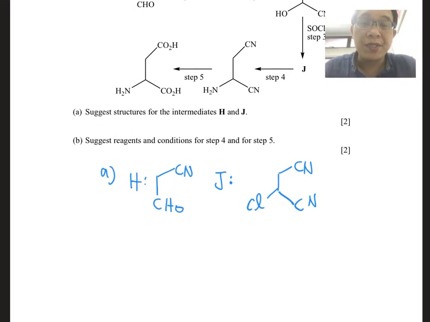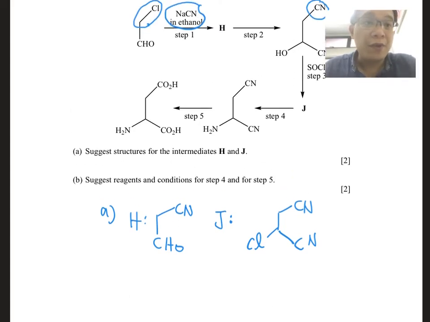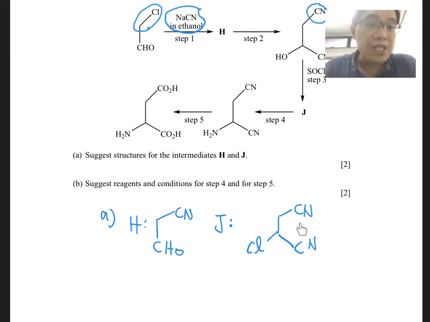The next part focuses on part B. Suggest a reagent and condition for steps 4 and 5. For step 4, from this molecule to this molecule, what do you notice? The Cl is being exchanged, or substituted to be exact, with NH2. How do we go about this? You need to use a nucleophile to do the reaction. I'm going to write here, for B: if it's NH2, the nucleophile must be NH3. So I'll be using NH3.